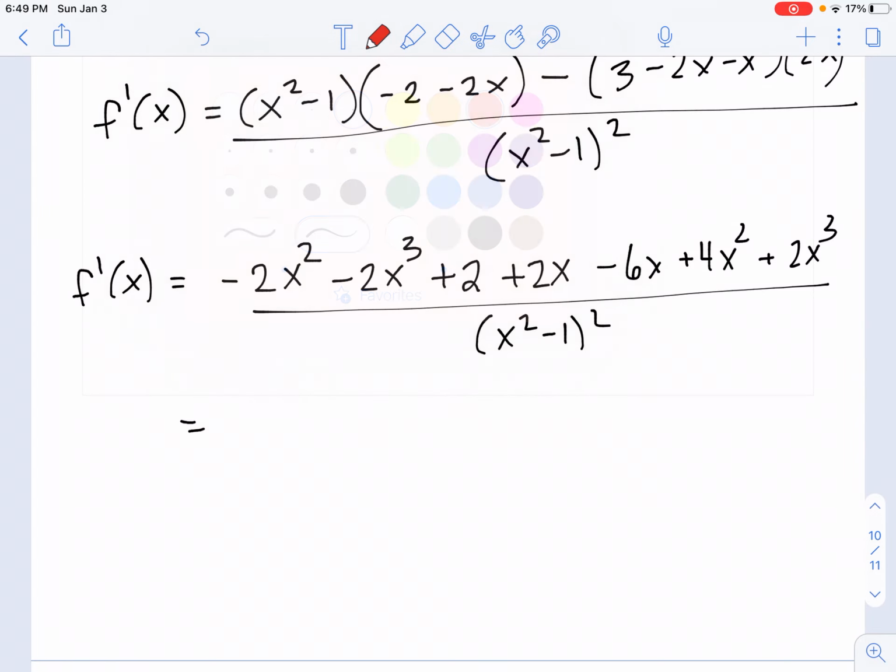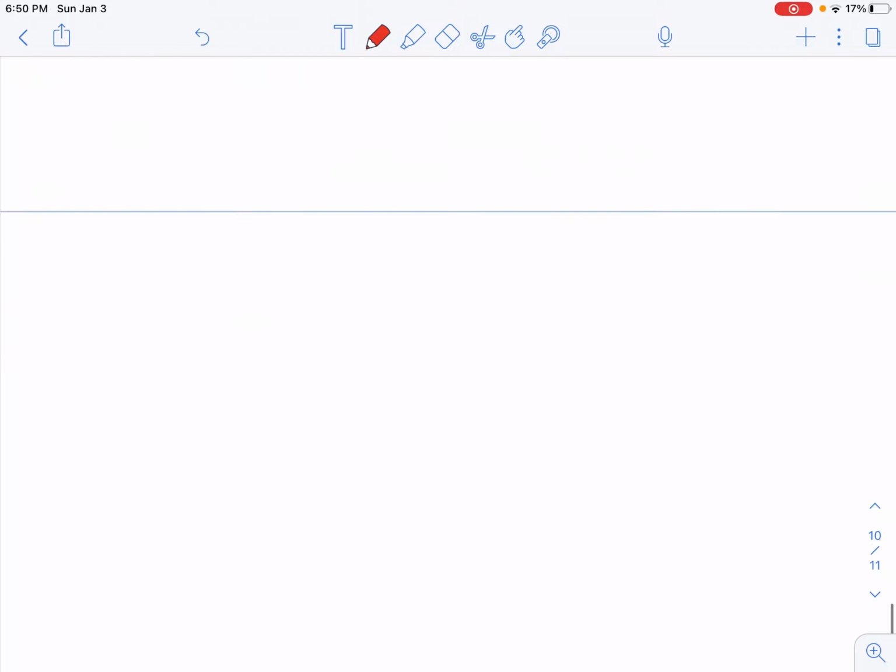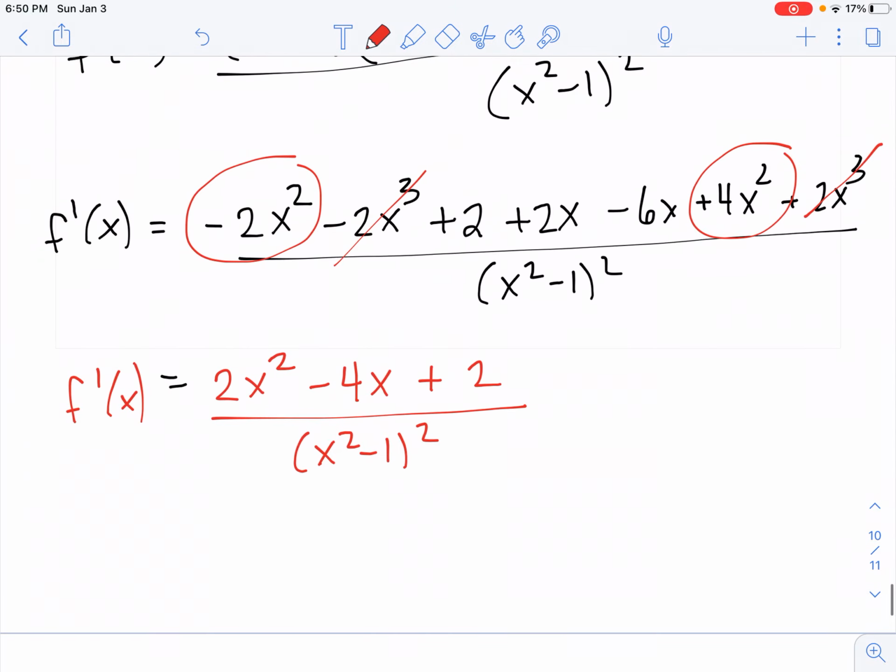And it looks like we have a minus 2x cubed and a plus 2x cubed. We have minus 2x squared plus 4x squared, 2x minus 6x, and plus 2. And that is our derivative. Lots of algebra in this section. So go ahead and finish your homework for the quotient and product rule.